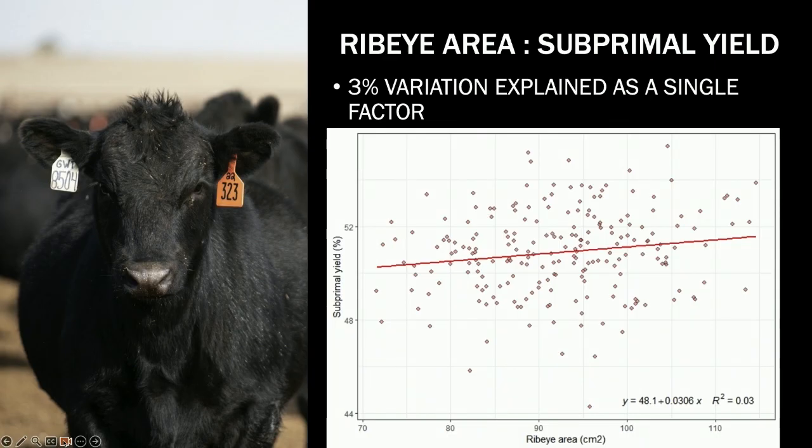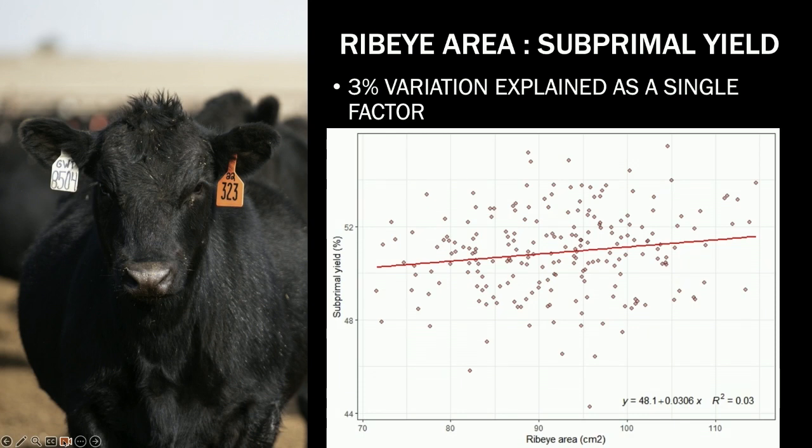How do we judge overall animal muscling? Can we rely upon ribeye area? This says clearly no. Only 3% of the variation in subprimal yield, or what we're trying to predict, was explained by ribeye area. That means there is very little relationship between that single trait measurement and true carcass muscling.